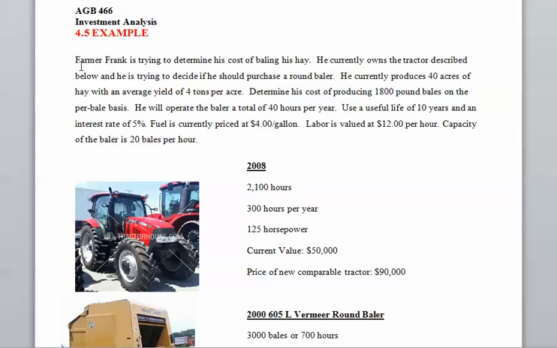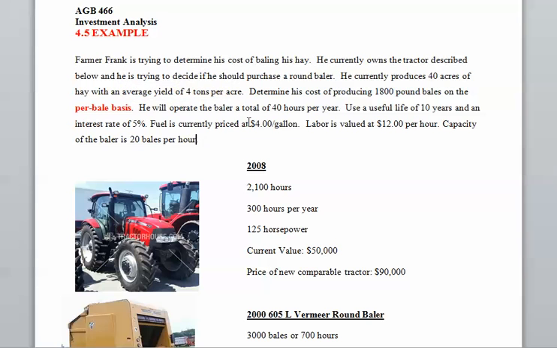Okay, let's look at the problem. Farmer Frank is trying to determine his cost of baling hay. He currently owns a tractor described below, and he is trying to decide if he should purchase a round baler. He currently produces 40 acres of hay with an average yield of 4 tons an acre. Determine his cost of producing 1,800-pound bales on the per bale basis. That's important.